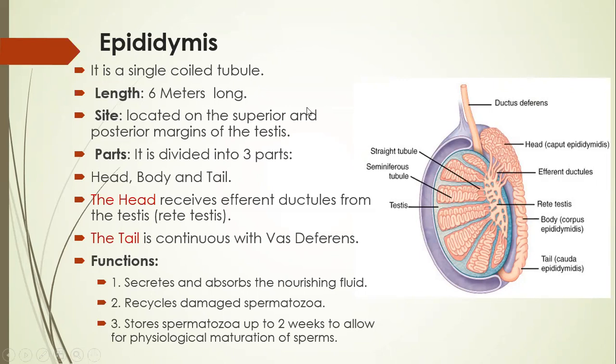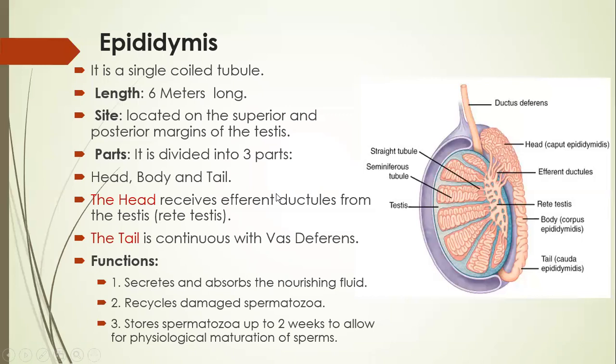Site: it is located on the superior and posterior margin of the testis. This is the anterior, this is the posterior margin of the testis. It is divided into three parts: the head, also called the caput epididymis, then the body called the corpus epididymis, and the tail called the cauda epididymis. So head, body, and tail.